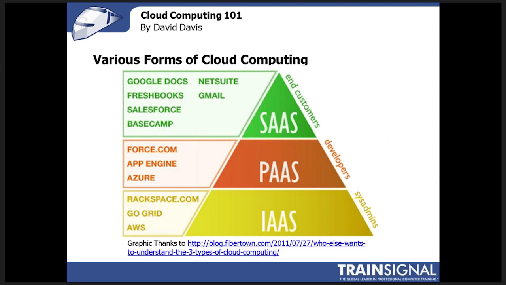So here's a nice pyramid, a nice graphic, thanks to the website there, fibertown.com. They made this nice pyramid that shows us at the bottom, you've got IaaS, or infrastructure as a service. And on the right there it says IaaS is for system administrators. Typically, system administrators are taking care of servers in the data center. They're used to administering the infrastructure or the systems. So IaaS is going to help them.